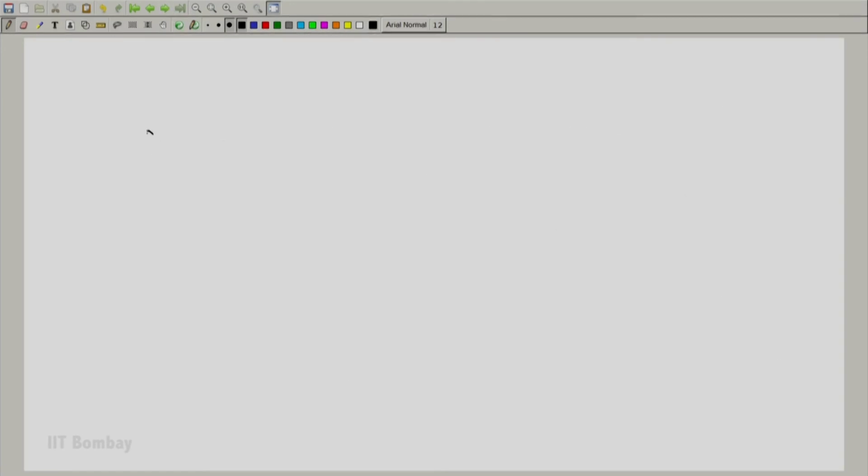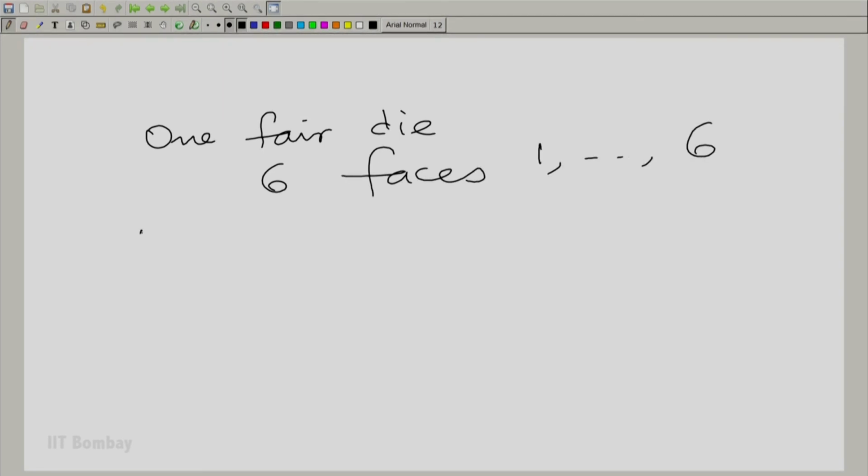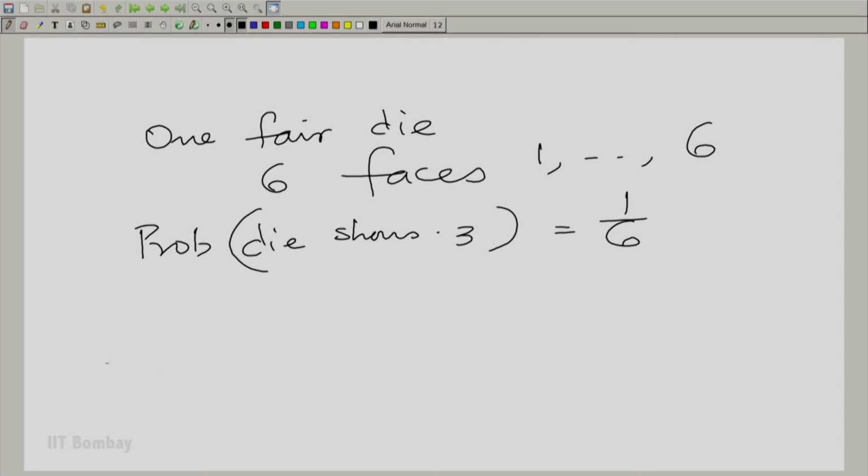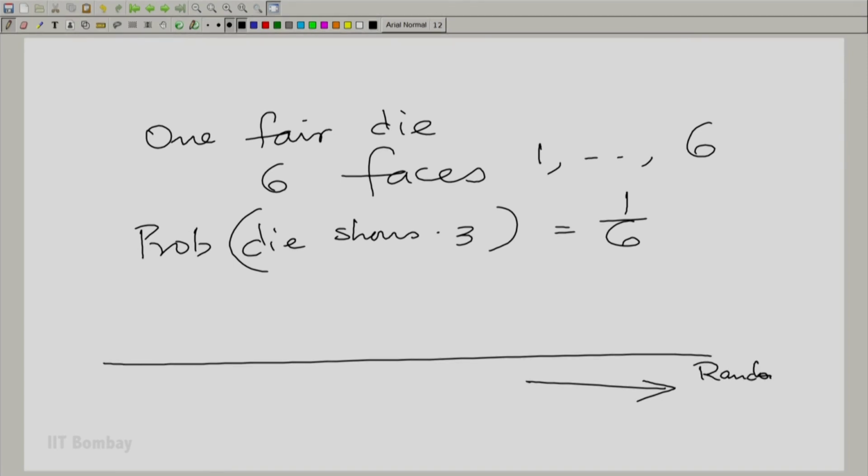Now, in contrast, suppose I am talking about a fair die. So, one fair die, which has 6 faces, 1 to 6, let us say. What is the probability that the die shows 3? It is 1 by 6, of course. How do we represent this on the random variable space? So, you have the random variable here equal to the value shown by the die, and that can take discrete values 1, 2, 3, 4, 5, 6.